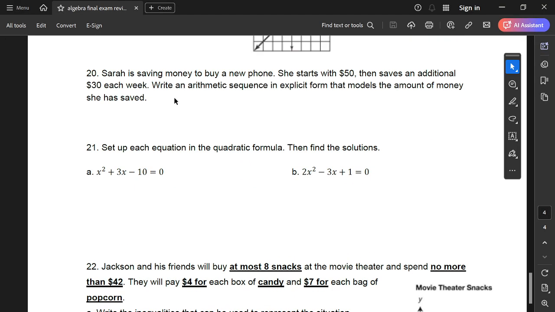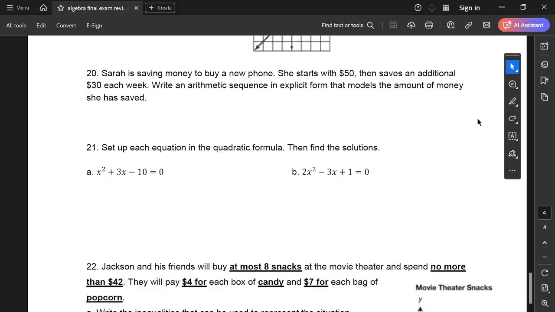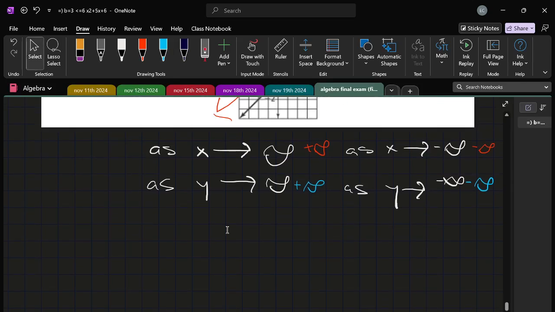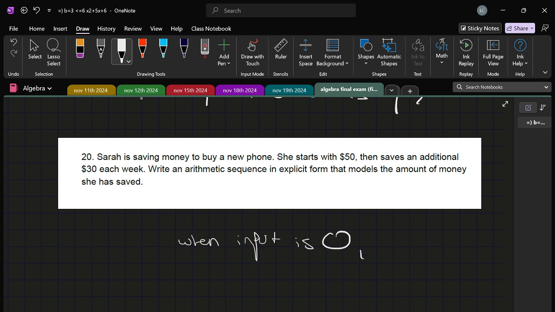Okay, question number 20. Sarah is saving money to buy a new phone, starts with $50, saves an additional $30 every week. Write a sequence. So she starts with 50, right? And when you're writing an equation, the biggest thing is when the input is 0. So when the input is 0, we know that y is equal to 50, right? Because the initial amount means x is equal to 0, so whatever you plug in for your input, 50 is going to be your output.